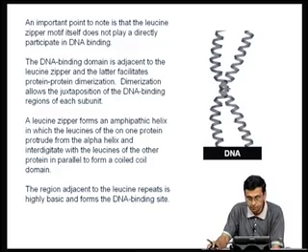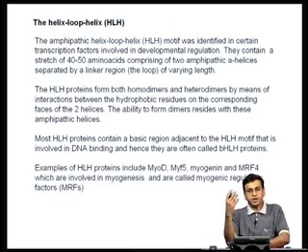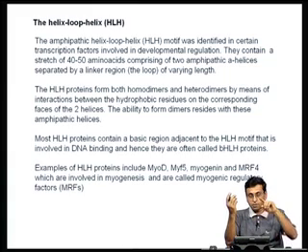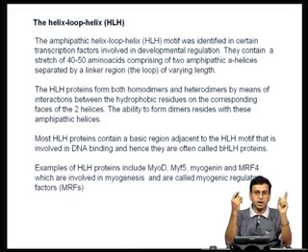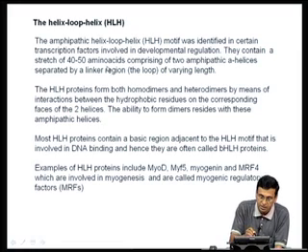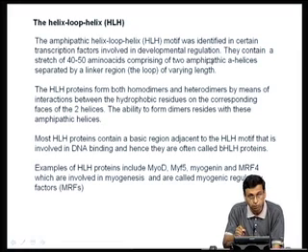as is shown here. The other important DNA binding motif which has been discovered in many transcription factors is what is called a helix loop helix motif. Okay. Remember, this is different from the helix turn helix motif which we discussed earlier. Now, the amphipathic helix loop helix was actually identified in certain transcription factors involved in developmental regulation.